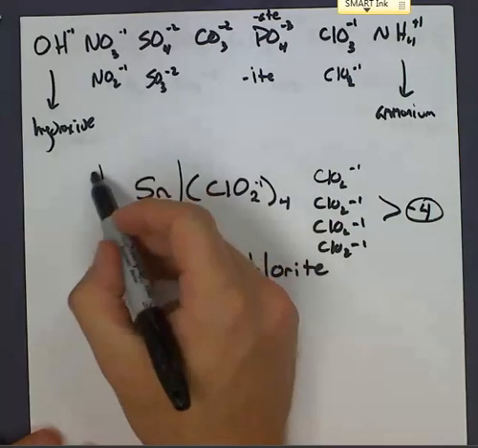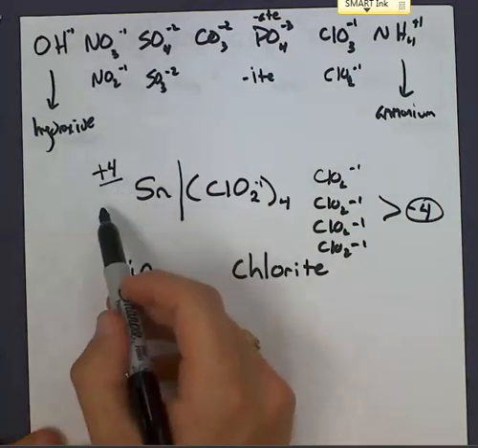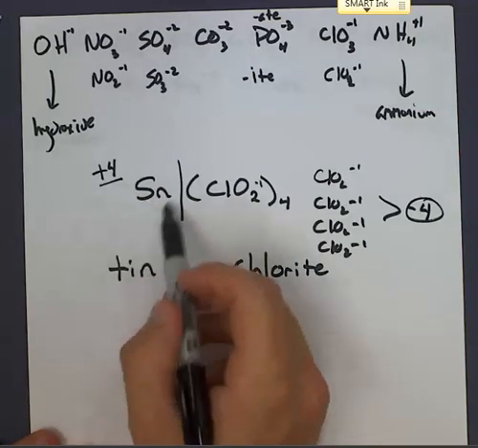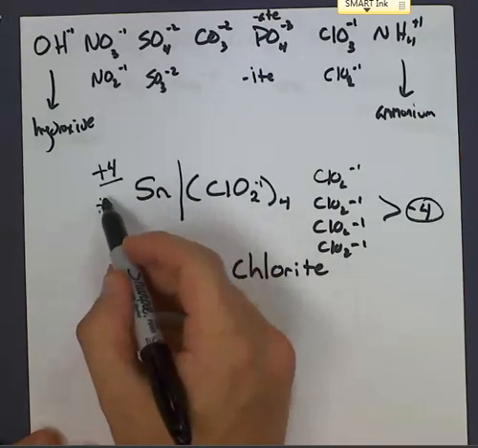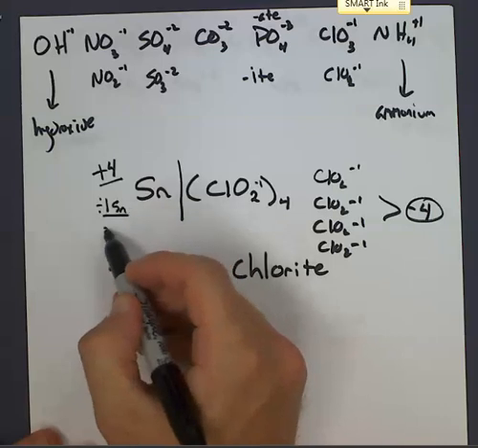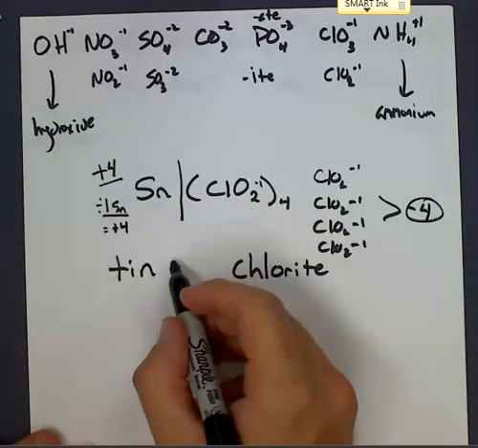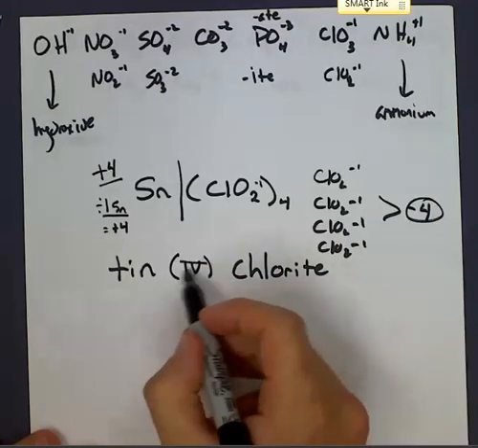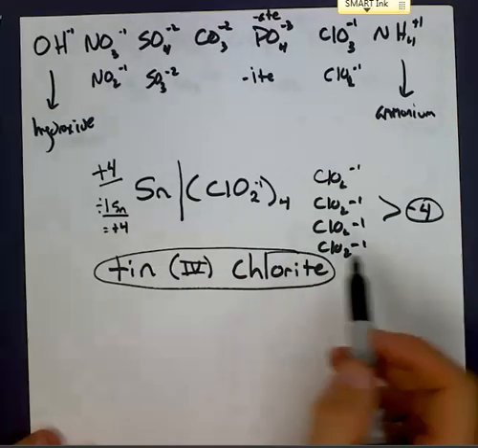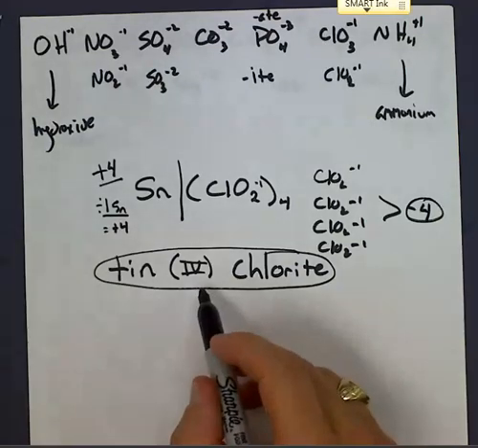That has to be balanced by a +4. What I've got to do is take my +4 and divvy it up evenly among all of my metal ions. Well, since I only see one, I'm going to divide it by the one tin that I see, and I get a +4 charge. That tells us that this is tin 4 chlorite. You've got to write it with the Roman numerals. Okay, so that's going to be the name of this guy, tin 4 chlorite.